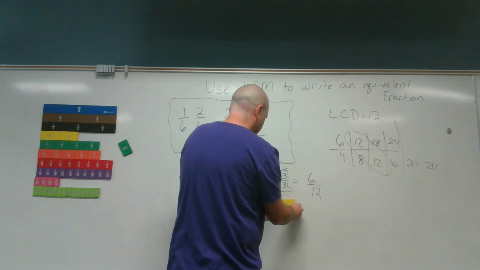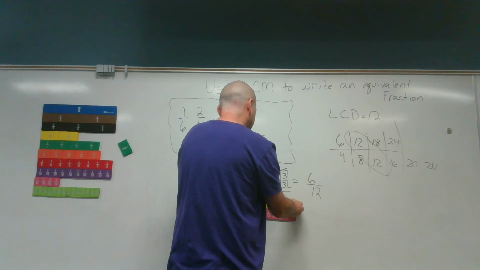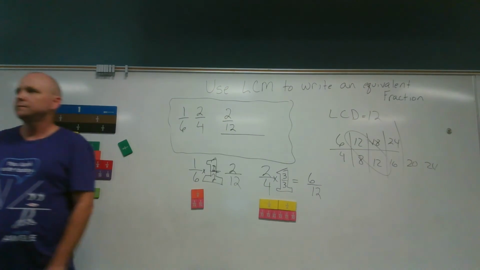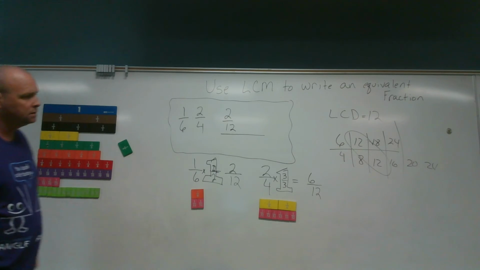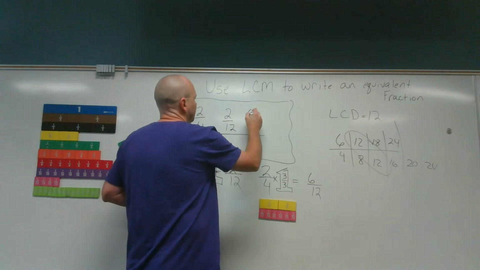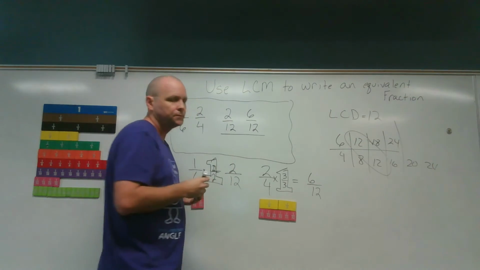And indeed, 2/4 is equal to 6/12. So we're not changing the value, we're changing the way it's written. So the other answer would be 6/12.